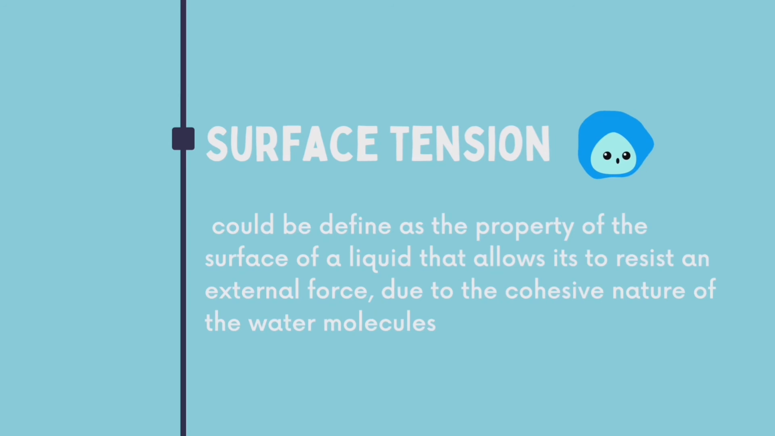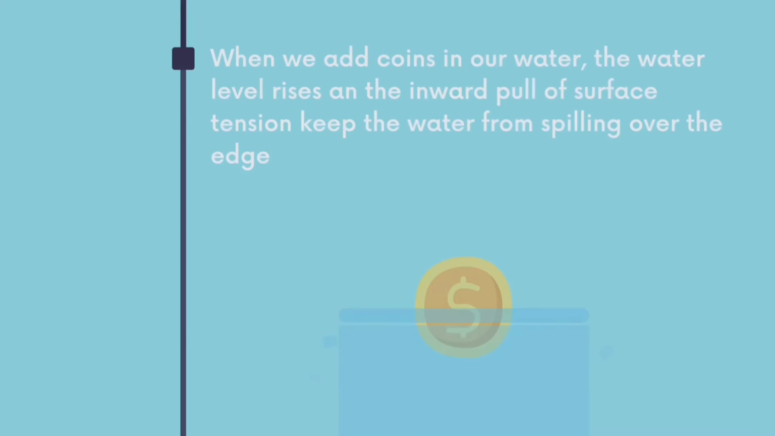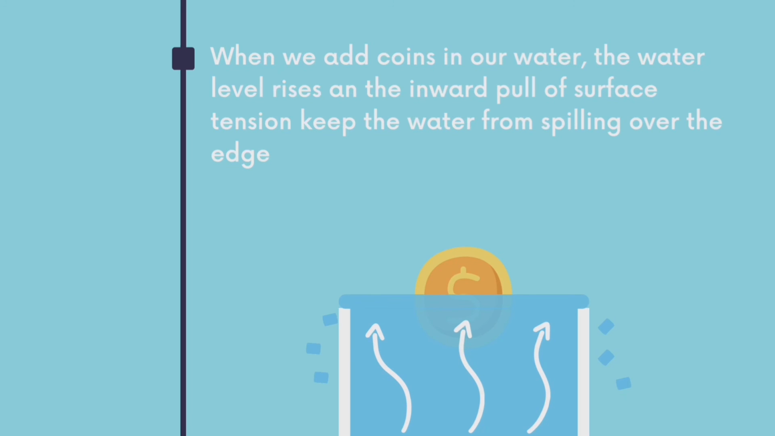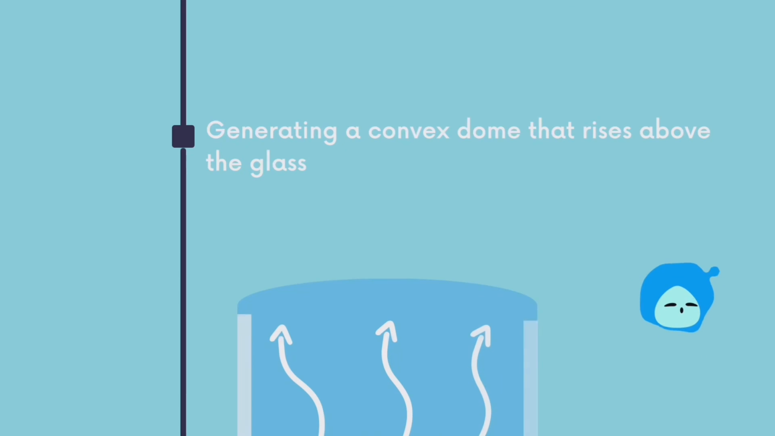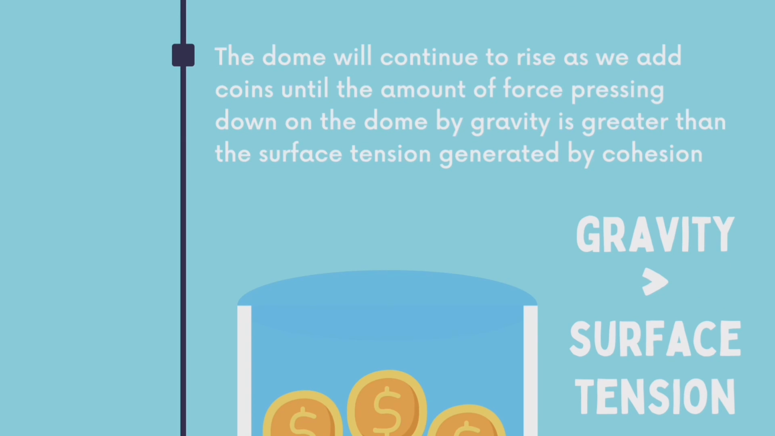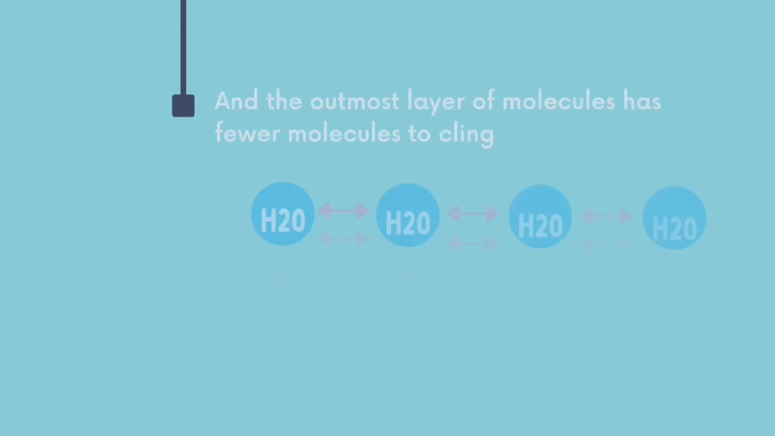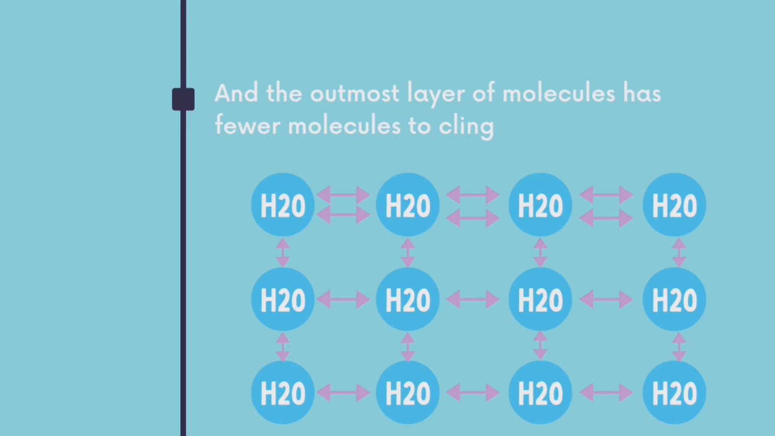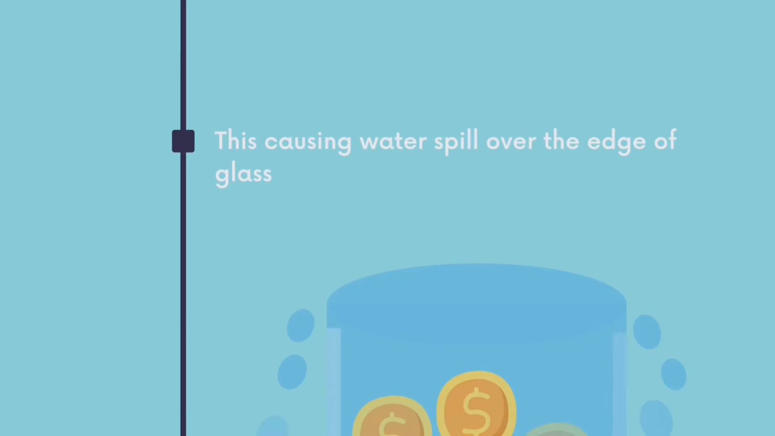Surface tension can be defined as the property of the surface of a liquid that allows it to resist an external force due to the cohesive nature of the water molecules. When we add coins to the water, the water level rises and the inward pull of the surface tension keeps the water from spilling over the edge, generating a convex dome that rises above the glass. The dome will continue to rise as we add coins until the force pressing down on the dome by gravity is greater than the surface tension generated by cohesion. The topmost layer of molecules has fewer molecules to cling to, causing water to spill over the edge of the glass.